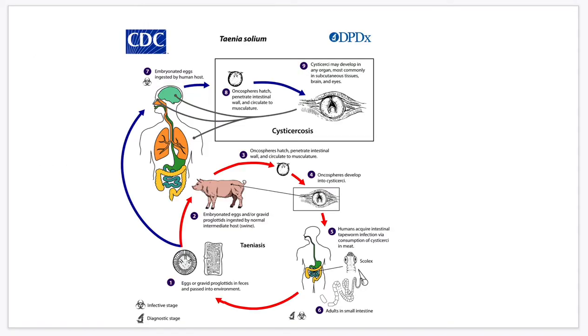Okay, here is your Taenia solium. There's a big difference between it and Taenia saginata. Remember, with Taenia saginata, we can get infected if we eat raw or undercooked beef. In Taenia solium, it's different.